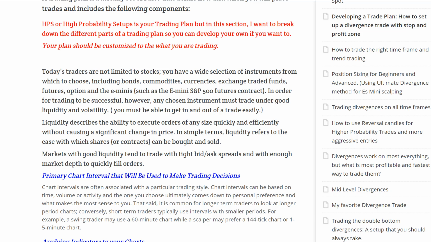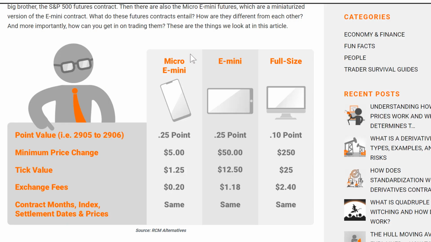Now the micro contract is a little different from the S&P contract, or the E-mini contract, I should say. Maybe I'll give you a detailed look on that. All right, so we have the micro, the E-mini, and then the full-size contract. And we're just going to worry about the micro and the E-mini. The E-mini here is $50 a point. The micro is $5 a point. All right, and you can see the difference.